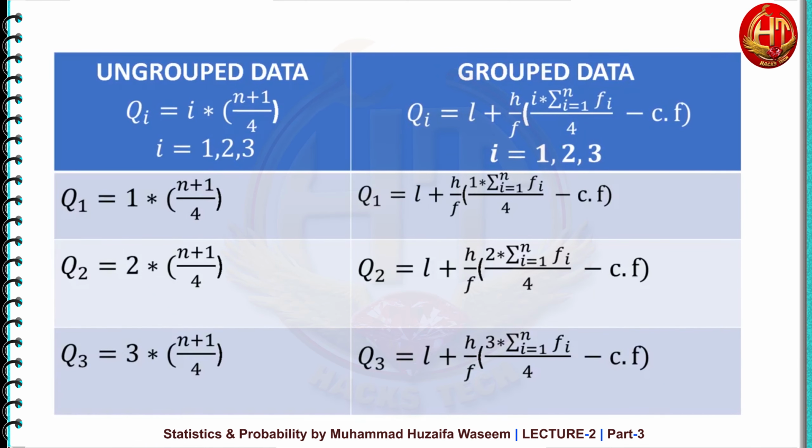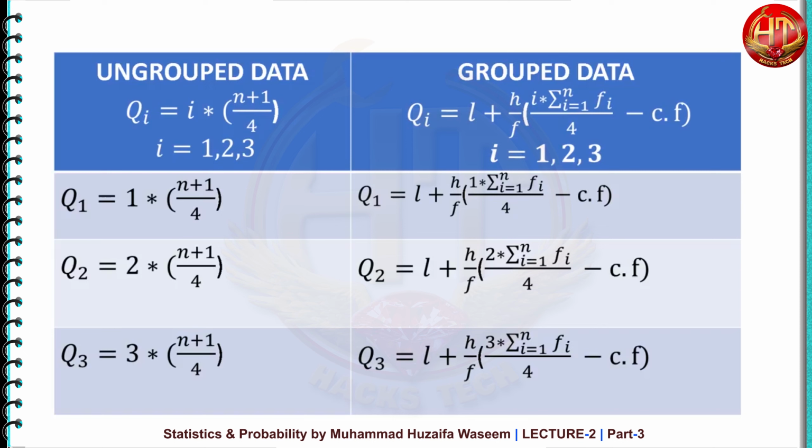so these are your formulas: quartile for ungrouped data and for grouped data. Where n is the total number of observations. When you have ungrouped data, then you have to calculate the first, second and third quartile. So put i equal to 1 for first quartile, i equal to 2 for second quartile, and i equal to 3 for third quartile. And what is n? n is the total number of observations.